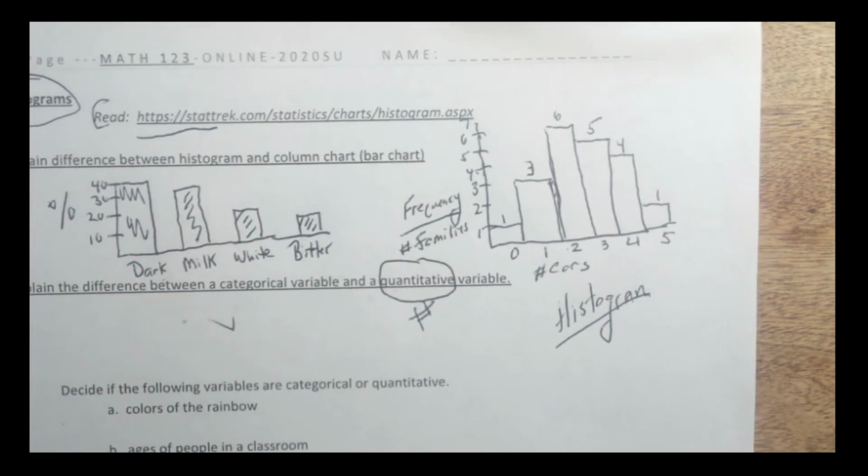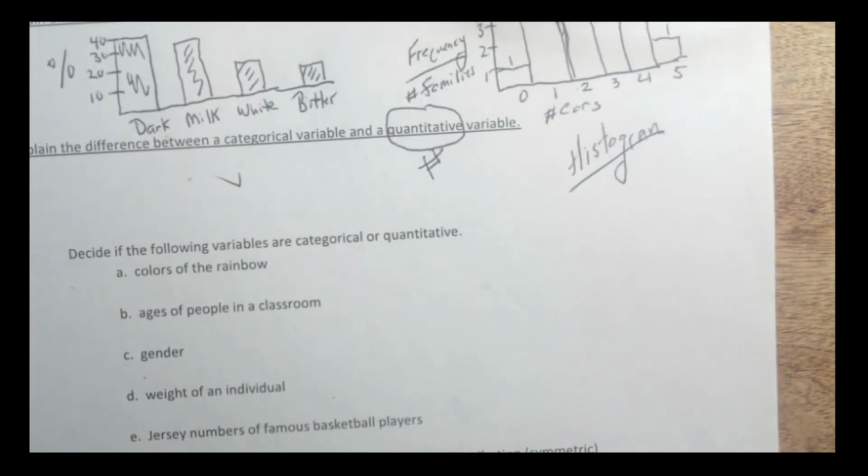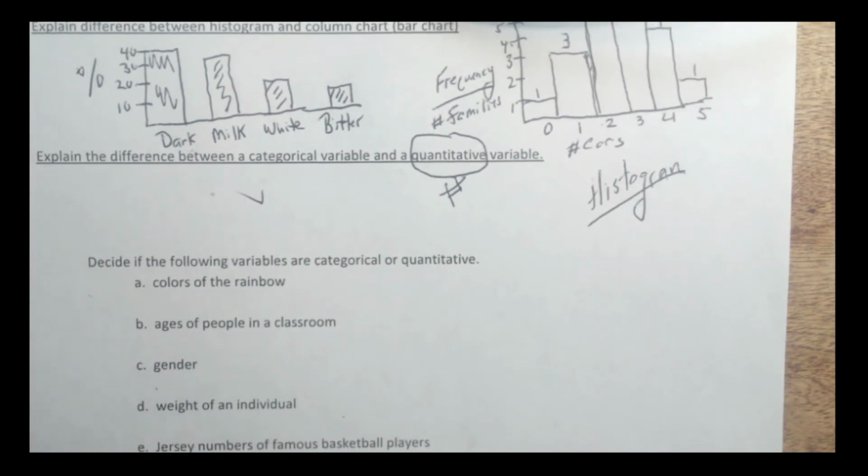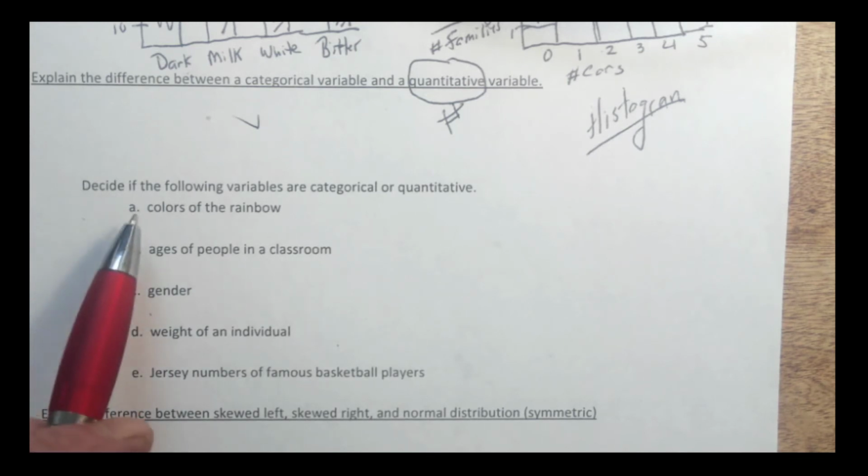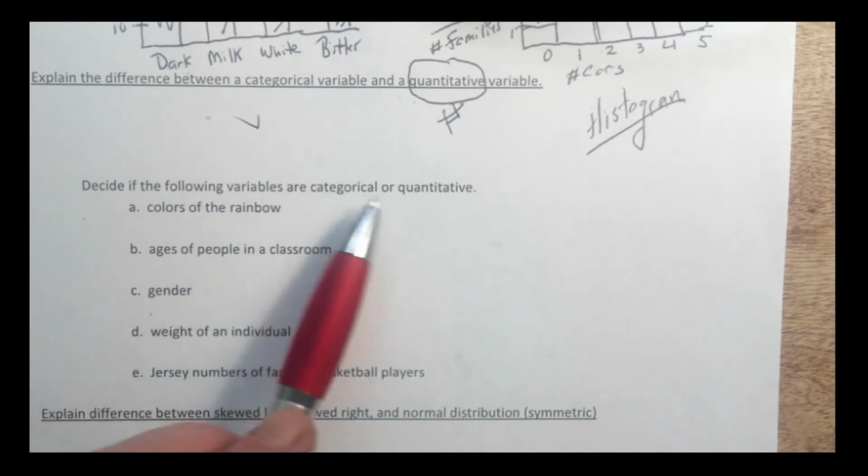Now I'm just going to go through these here, and we're going to look at and decide whether these categories are categorical, which is qualitative, or quantitative. Colors of a rainbow. Now, I'm going to either put C for categorical or Q for quantitative. Colors of a rainbow, it's not numbers, it's colors. So it's going to be categorical.